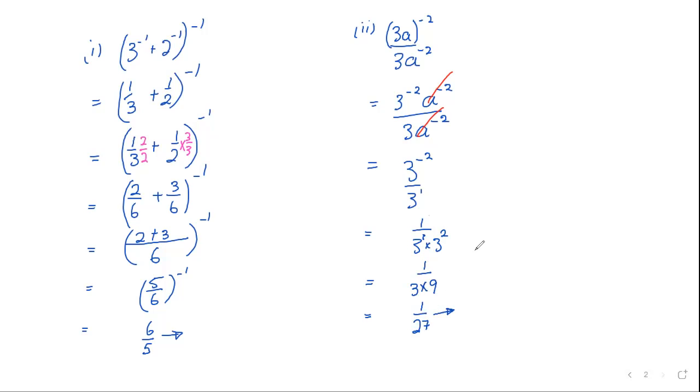Now, let's go to this one here. It says 6 exponent 0 plus 6 exponent 0 plus square root of 2 to the power of 4 plus half exponent negative 2 here.